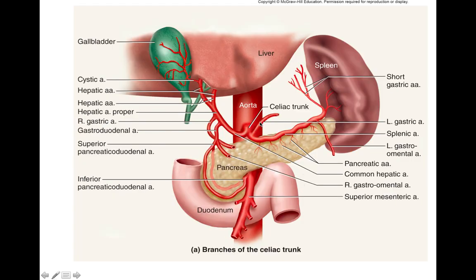Here you can see the branches of that celiac trunk a little more clearly. Here you have your common hepatic artery that's going to head up and serve your liver. In the middle right here, you have your splenic artery, which you can follow along the pancreas to the spleen. And then here you have the left gastric artery that will serve the stomach.